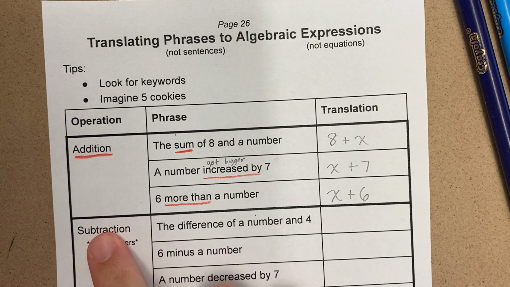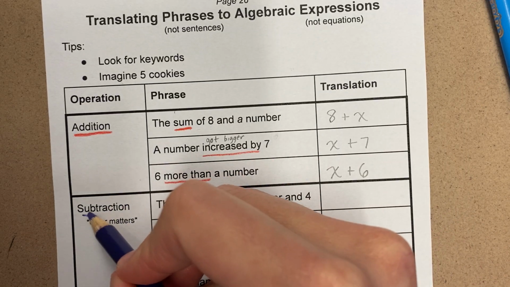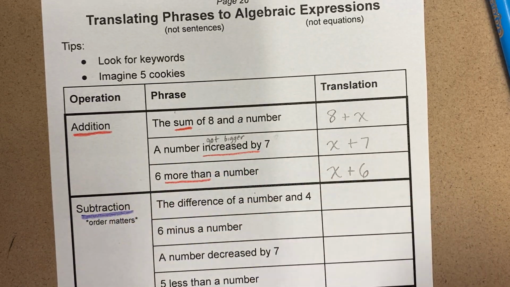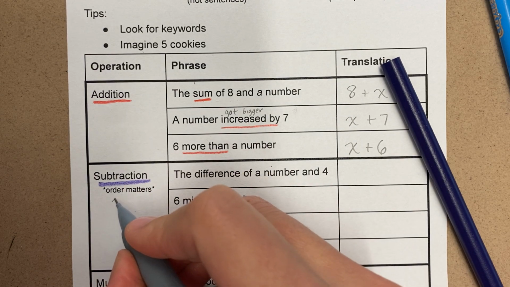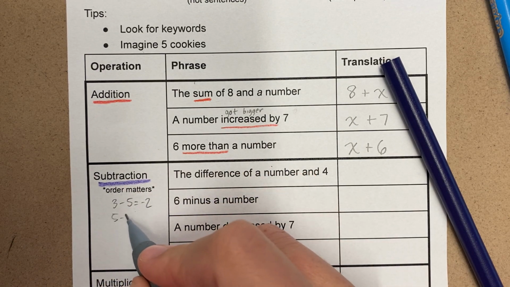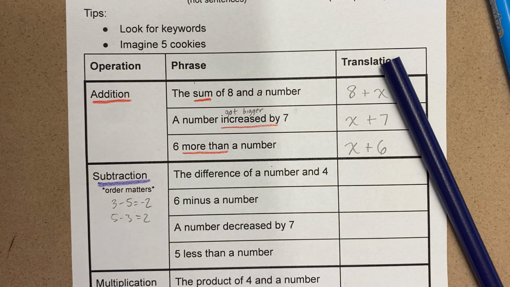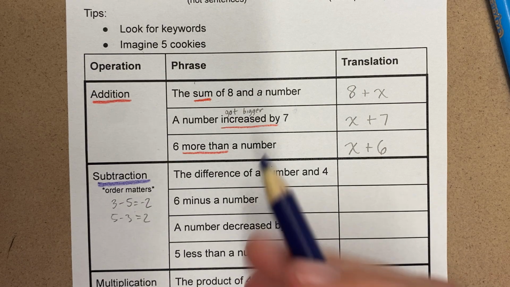Now here, we gotta be careful. Choose another color. Subtraction is our next topic, and with subtraction, order matters, right? Because look, 3 minus 5, that's negative 2. But 5 minus 3, that's positive 2. Those are different numbers. So with subtraction, order definitely matters. So let's pay a little bit careful attention to the order.